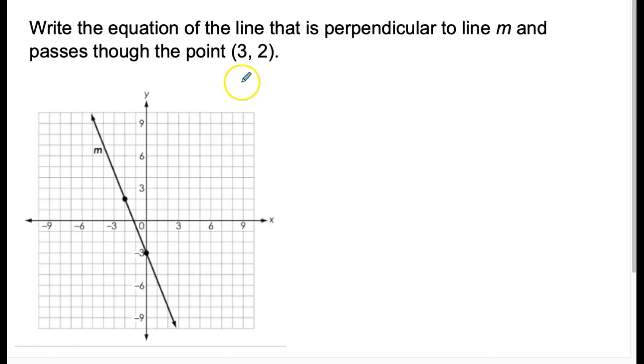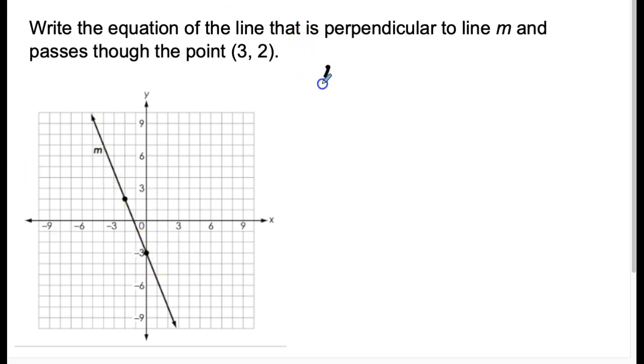All right, so let's try a perpendicular one then. This question was actually a question on the AIR test just last year. It just says, write the equation of the line that is perpendicular to line M and passes through the point (3, 2). So this time we're given a picture, a graph, instead of an actual equation. So let's write the equation of this line that we're given.